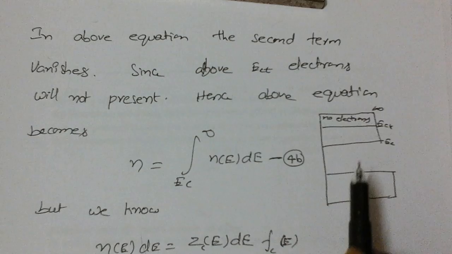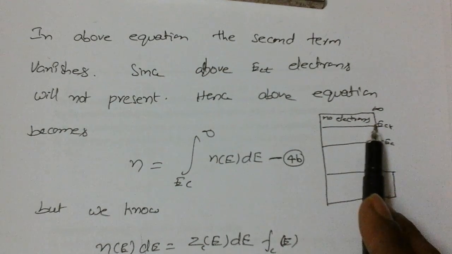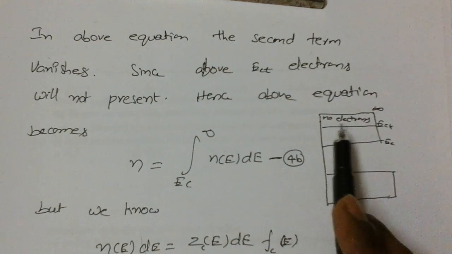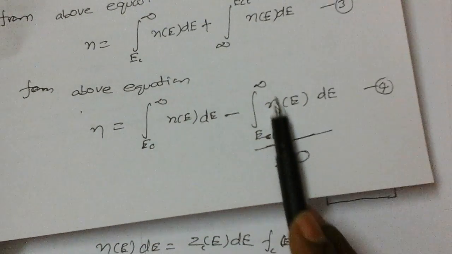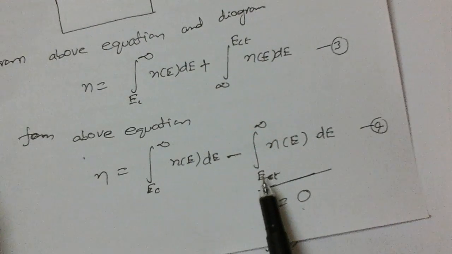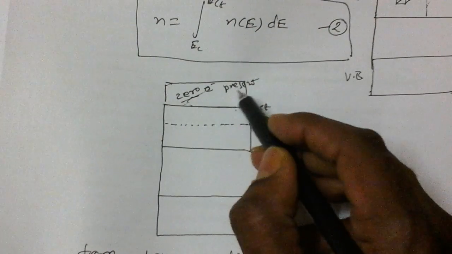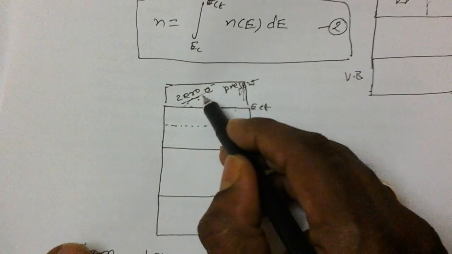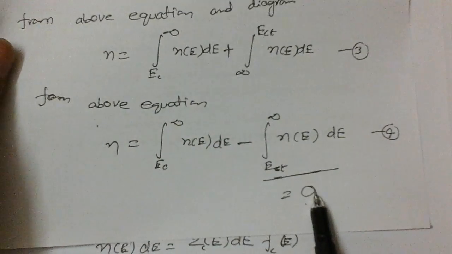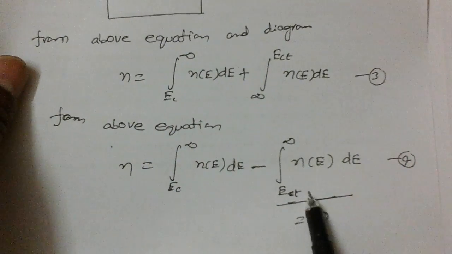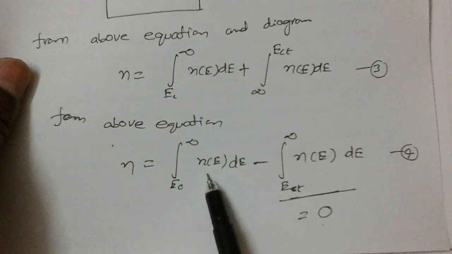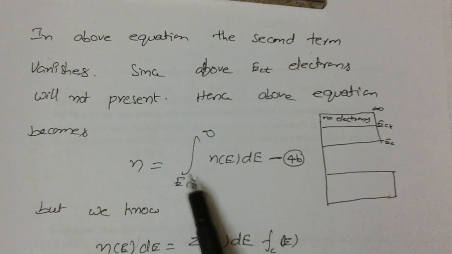The same explanation we can see here. Above the ECT energy level, no electrons are present. That is why this term, the integral from ECT to infinity of n(E) dE, represents what? Above ECT energy levels, the number of electrons is 0. That's why I am writing 0 here. So in the fourth equation this will be removed. Finally, we get the integration from EC to infinity of n(E) dE.